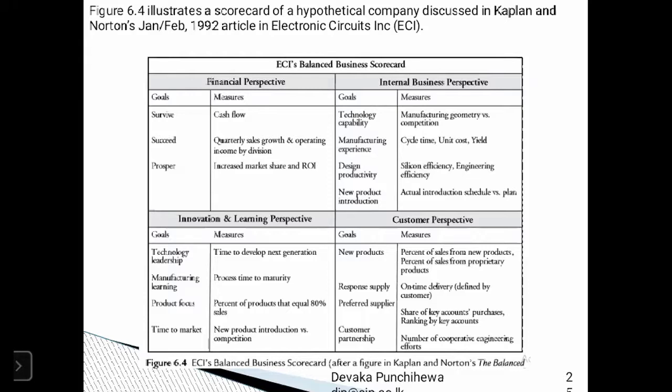What is the third goal in the internal business perspective? Design productivity, right? The measures are silicon efficiency and engineering efficiency. The fourth one is new product introduction. What is the measure? Actual introduction schedule versus plan. You take the actual introduction schedule and compare it with the planned one, right?